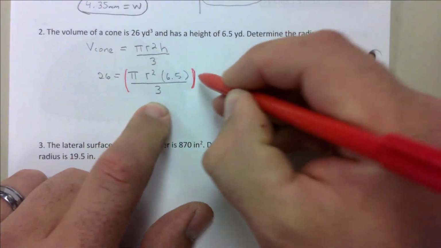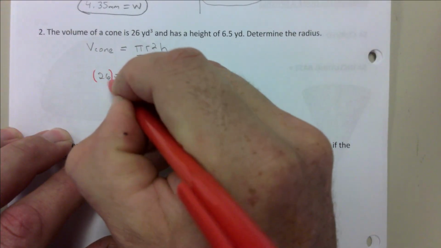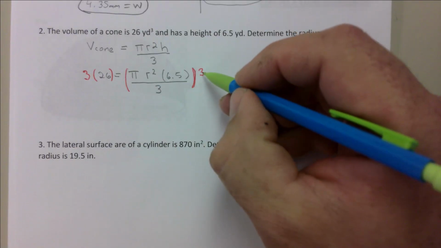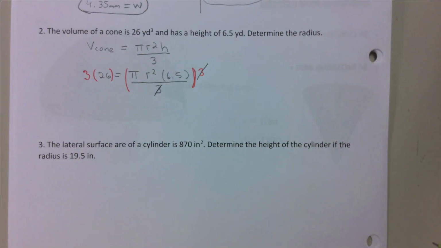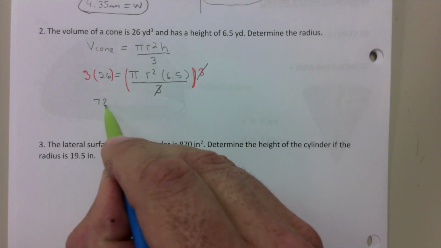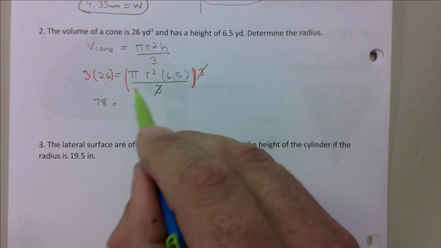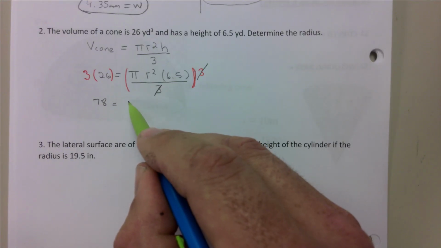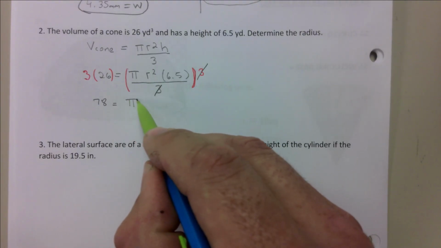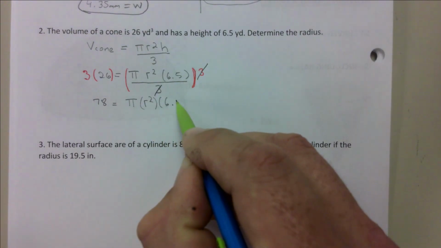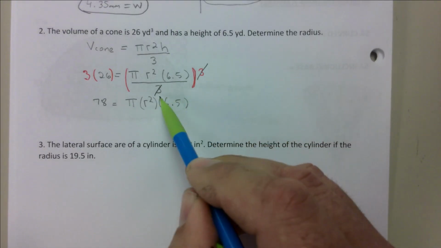We're going to multiply this whole side by 3, and we're going to do the same thing to the other side. You do the same thing to both sides. That's really what it's all about, okay? We cancel out the 3's. Over on the other side, 3 times 26 is 78. And on this side, you're left with pi, because pi isn't a whole number, I'm going to leave it as is. And I'm going to leave r squared in the middle, like this, and 6.5. So basically, we just got rid of the 3, okay?